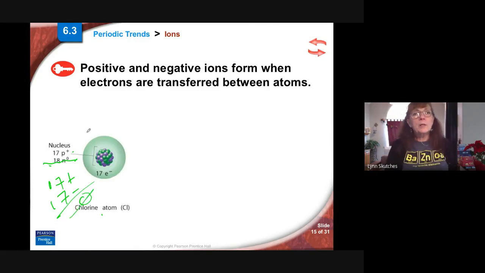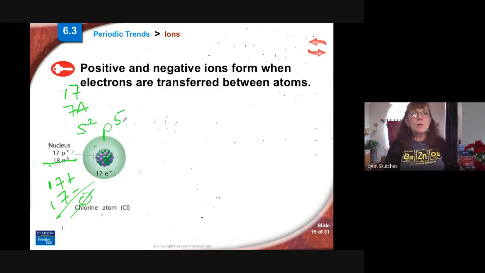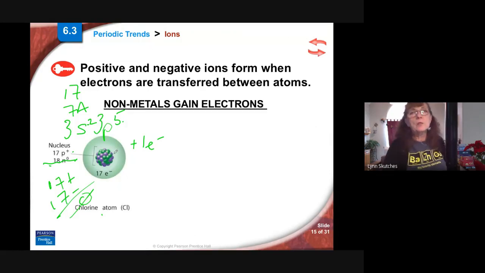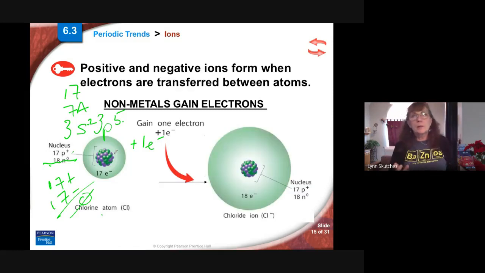Think about its configuration. It's in group 17, which is 7A, which means it ends with s2p5. 2 and 5 is 7. If it grabs one more electron, where it's going to get that from, it will get an octet. So nonmetals gain electrons. We're going to steal it. One way you'll see it referred to in books. It's grabbing it from sodium.